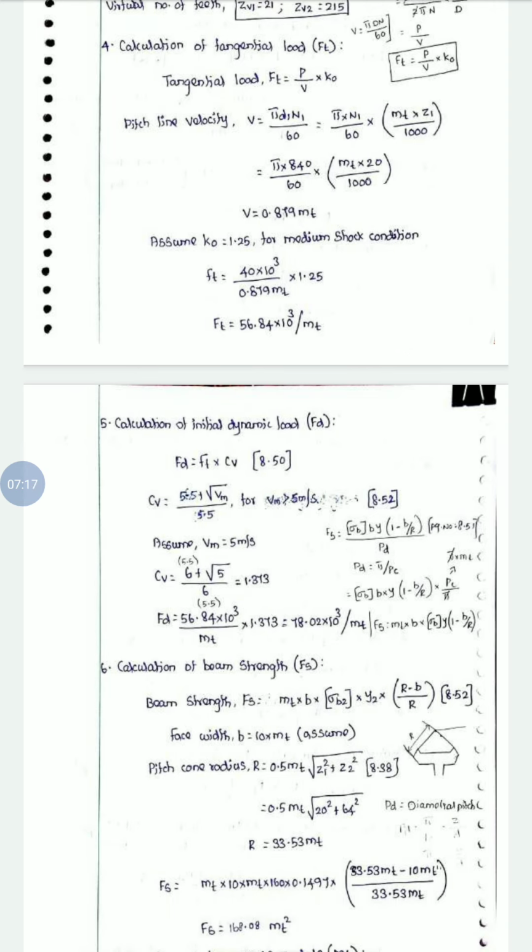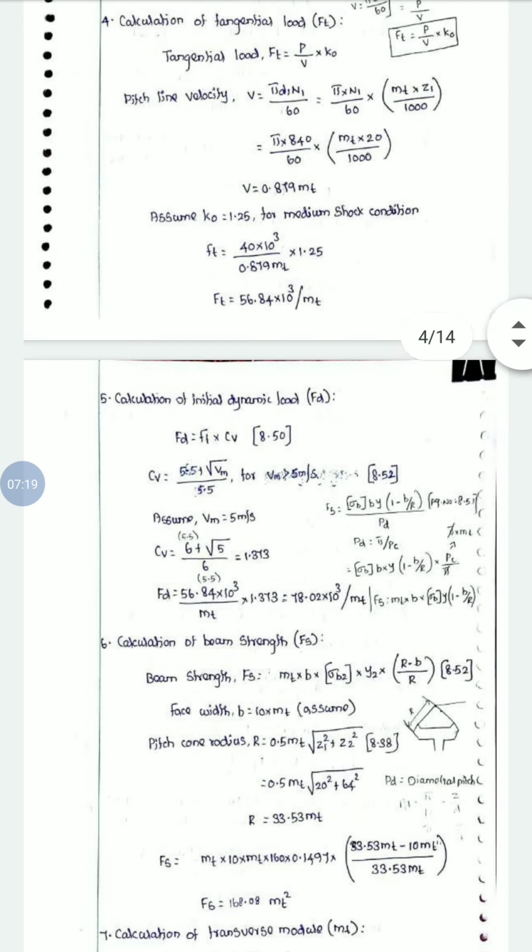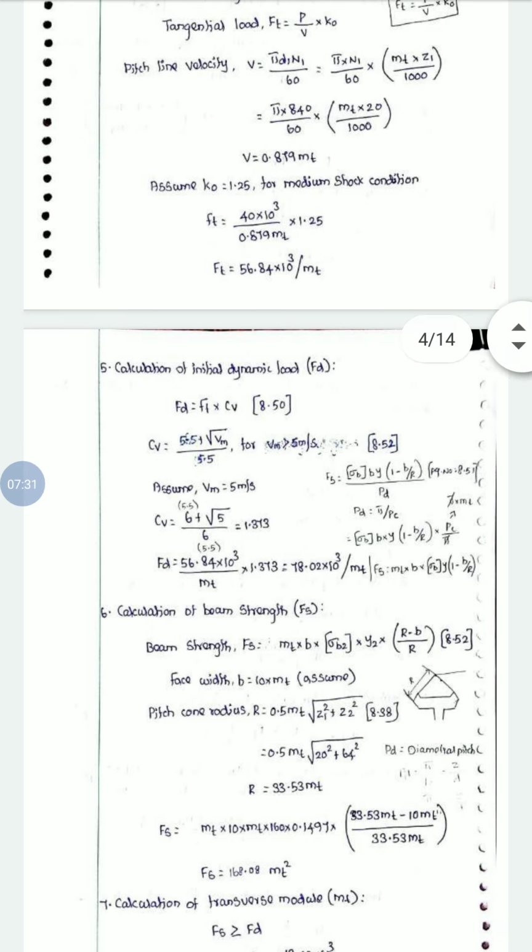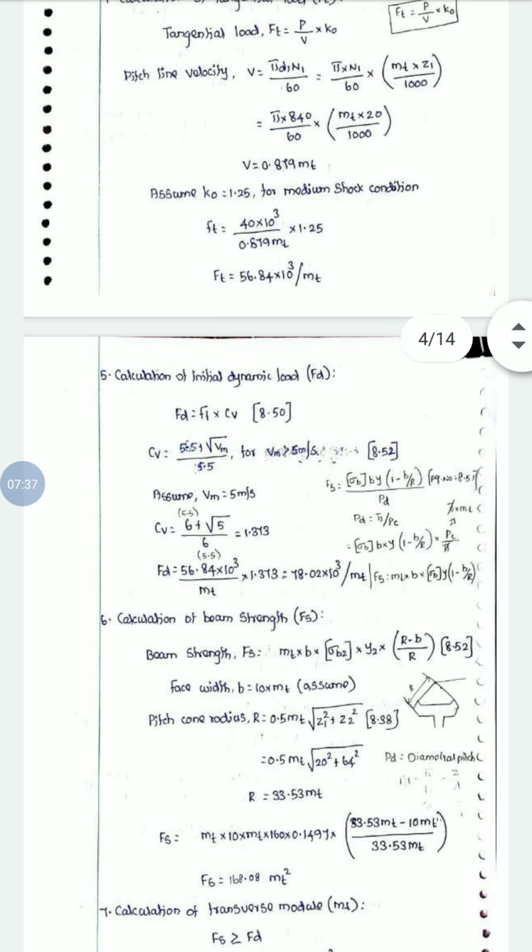What is tangential load? It means the load which acts at a single point. The load directly acts on the material at a single point only. So that load is known as the tangential load. Ft is equal to P by V into K naught. P is the power, V is the velocity, and K naught is a constant value.